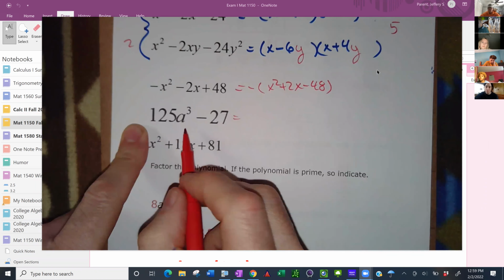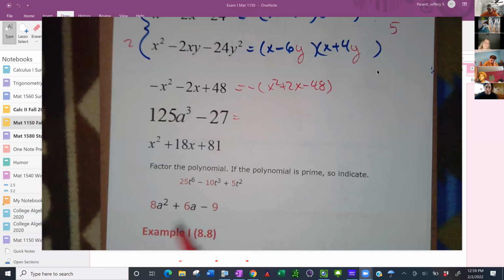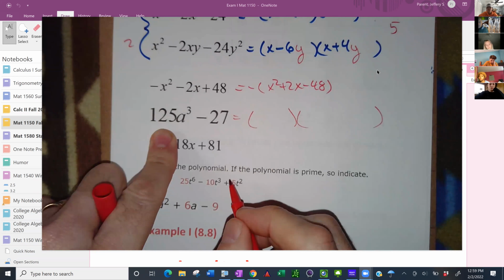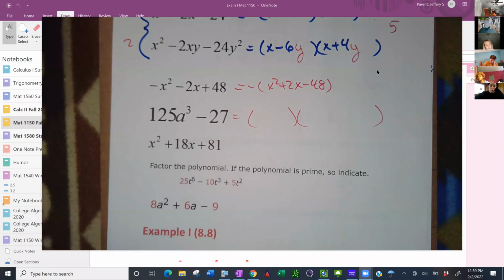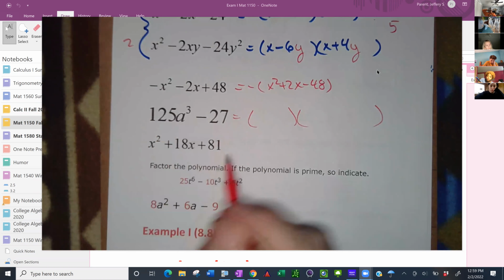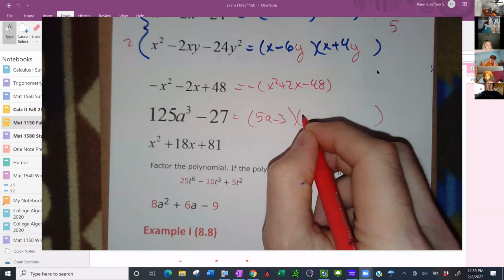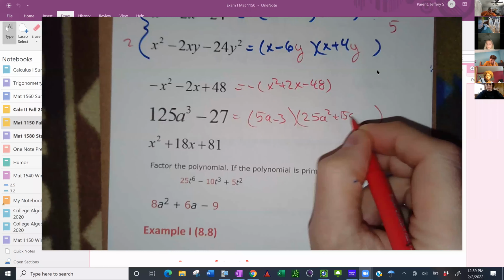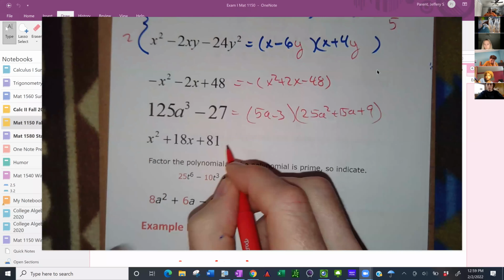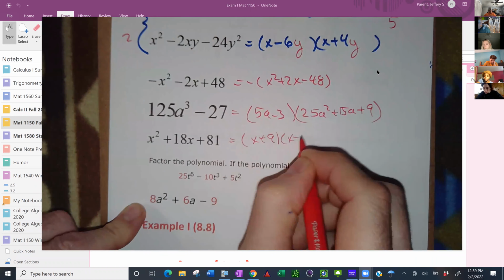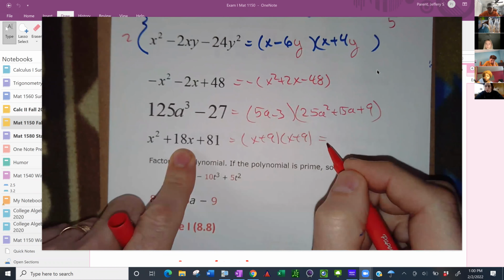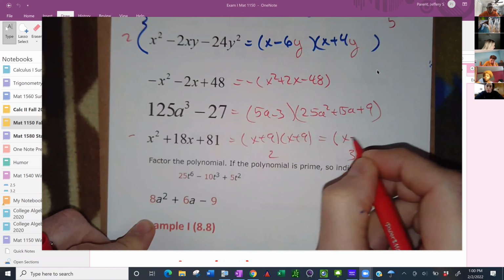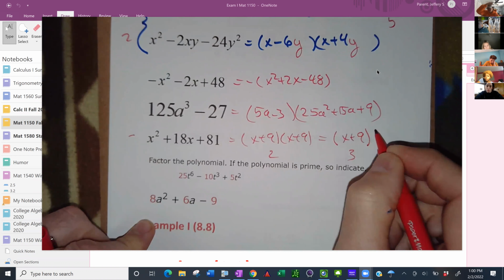This one is, how would you factor this one? What would you suggest I think of? Difference of cubes. So it'd be a 5a minus 3, and I'll finish this one up for you, 25a squared plus 15a plus 9. The last one factors as x plus 9 times x plus 9. On a test, if you left it like this, you'd get 2 points. If you want 3 points, then you write x plus 9 squared. There you go.